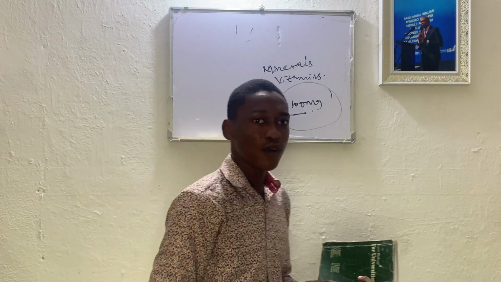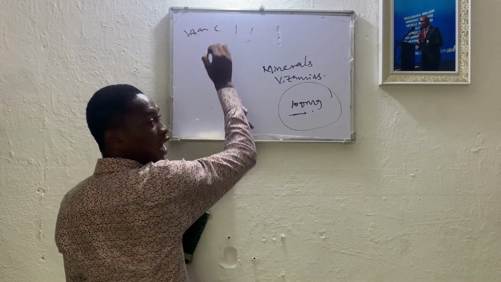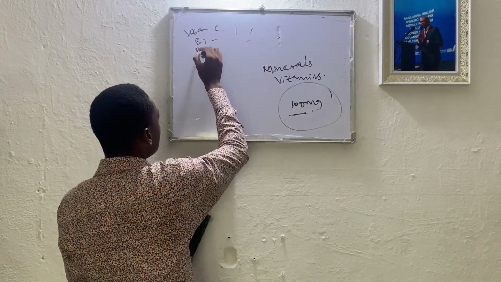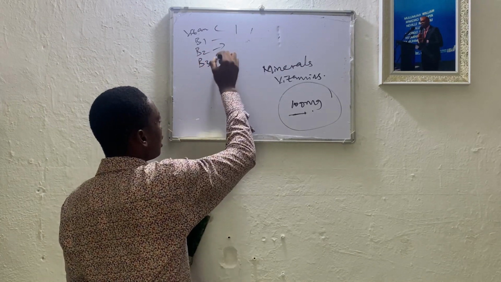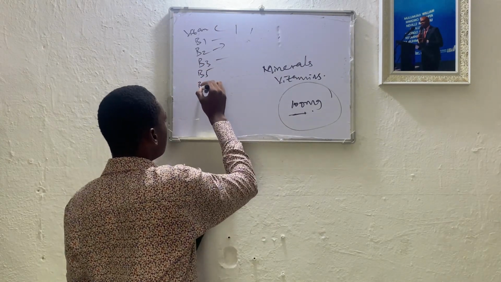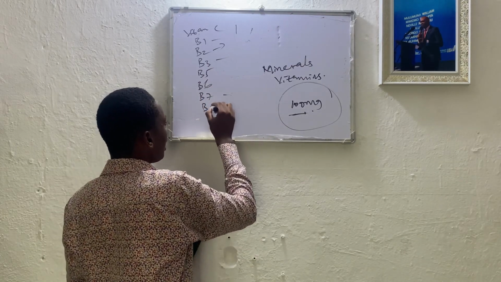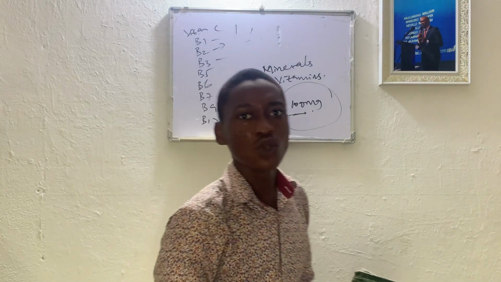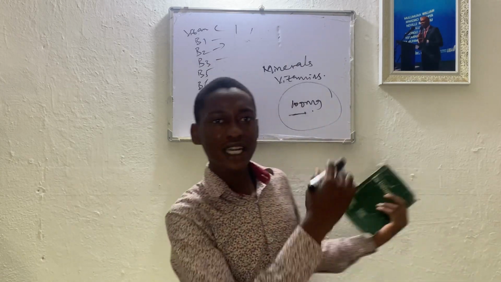Now we have water soluble vitamins. We have ascorbic acid, which is vitamin C. We have vitamin B1, which is thiamine. Vitamin B2, which is riboflavin. Vitamin B3. Vitamin B5, which is pantothenic acid. Vitamin B6. Vitamin B7, which is biotin. Vitamin B9, which is folic acid. And vitamin B12, cobalamin. Those are water soluble vitamins. So that is that about vitamins.